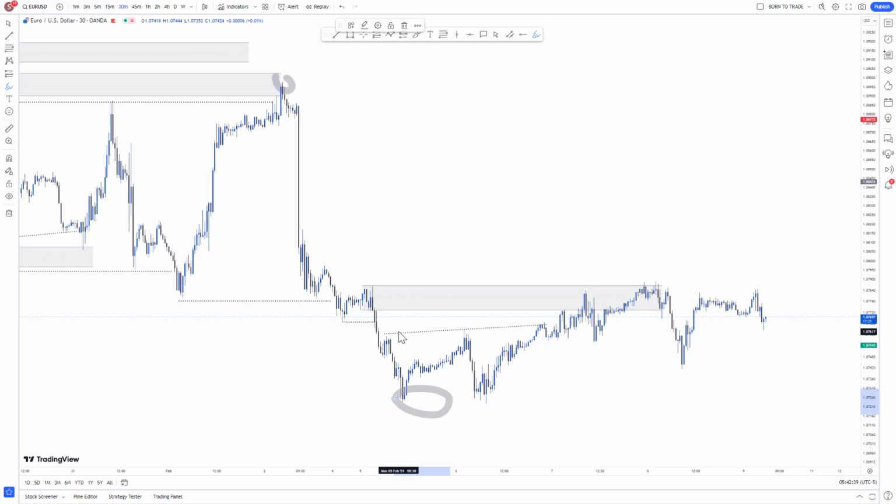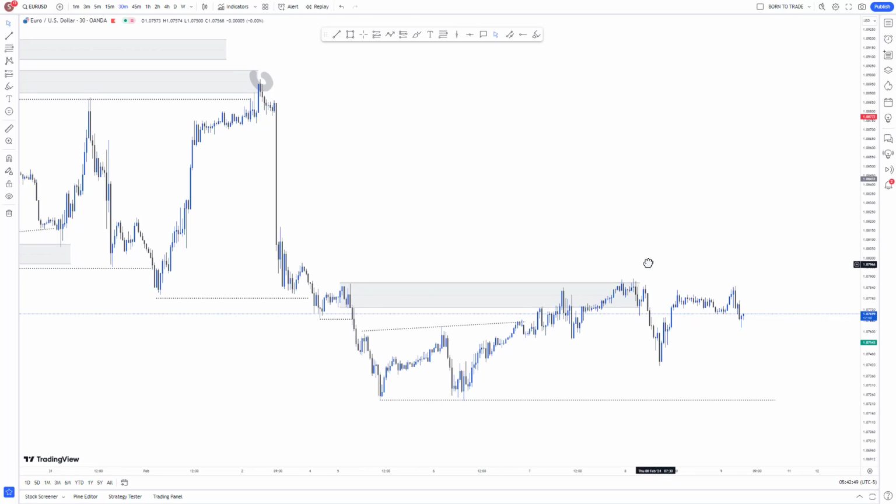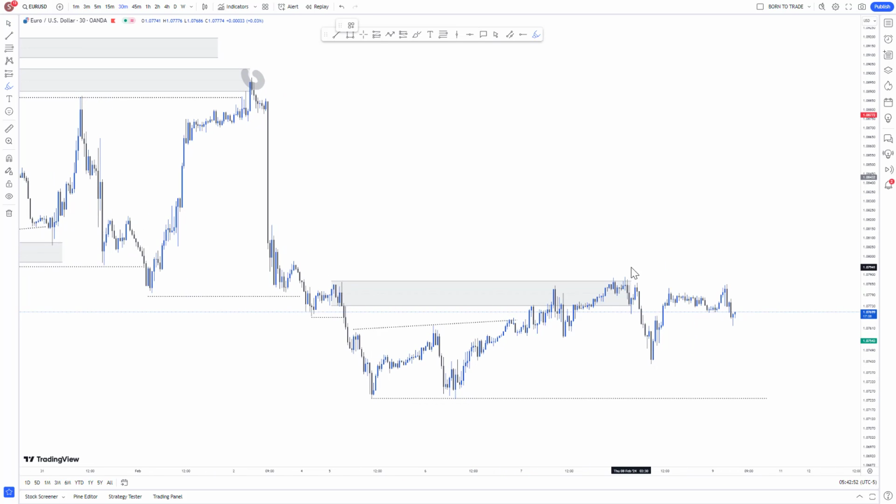Now we have two expectations. The very first expectation is that price might react from this zone, because we've seen price has taken this buy side liquidity. We have what we call buy side liquidity right here. Price has taken buy side liquidity, so the expectation is that price might mitigate something at this high, then push to the downside to take this sell side liquidity, because we have equal lows right here.